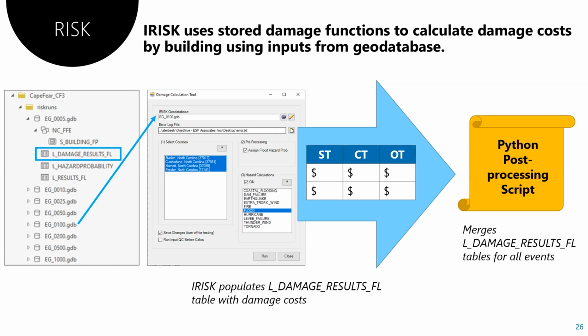And then we're going to run it through a Python post-processing script. And all this does is it's just going to take our values from all of these damage results tables and put them into one large table that's going to have those values for all of our recurring events.